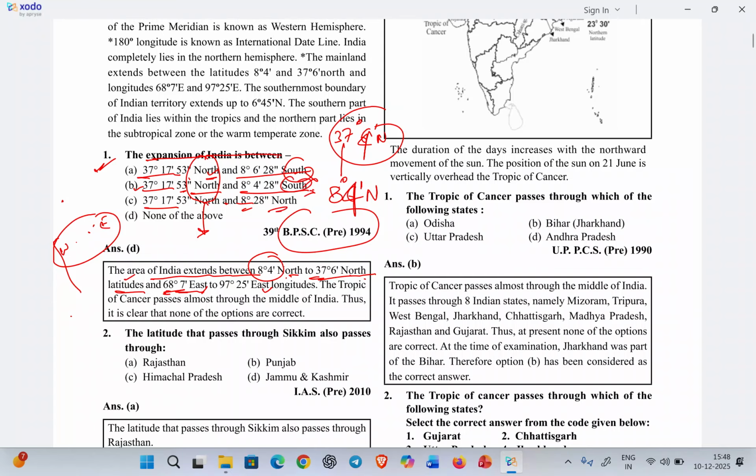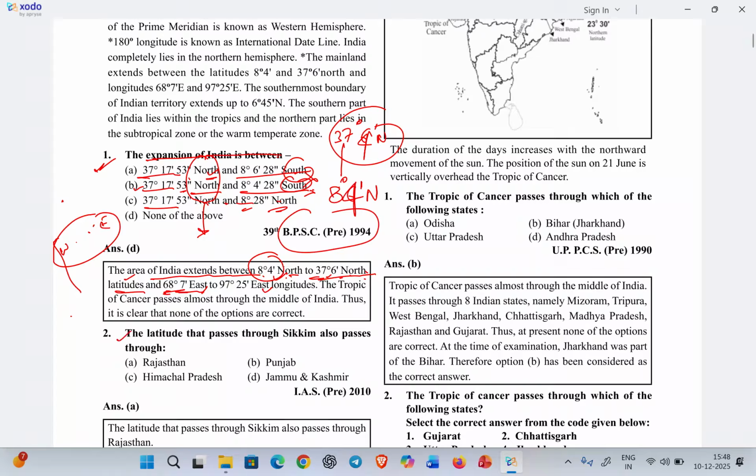It is mentioned as north for both: 8 degree 4 minute north and 37 degree 6 minute north, not as south. There is nothing called south. Okay, now see the next point.